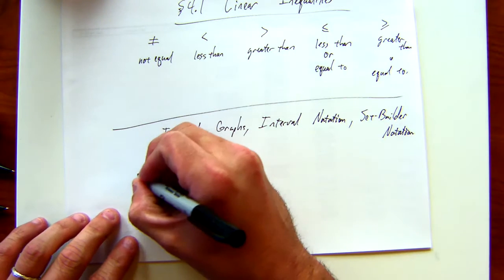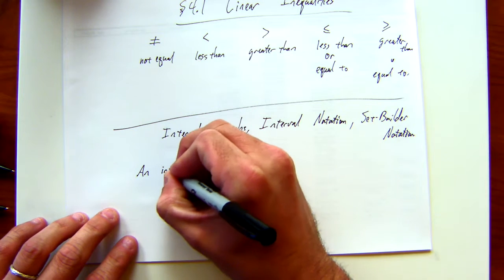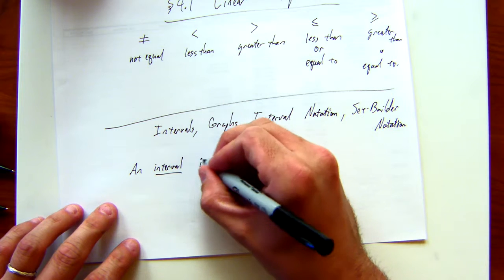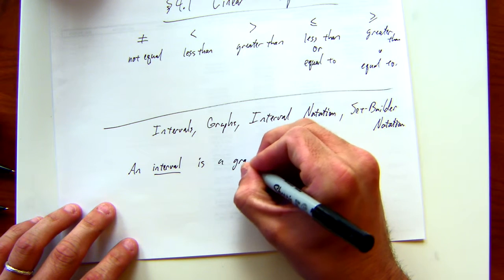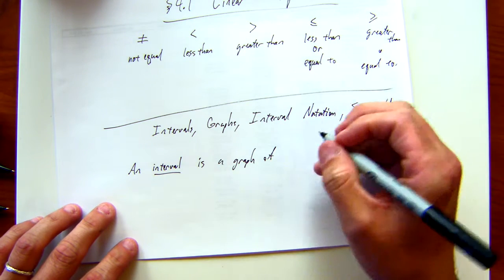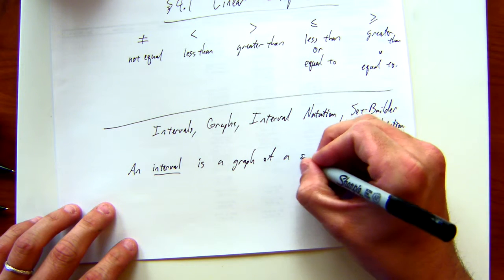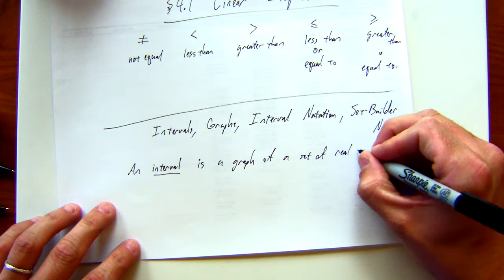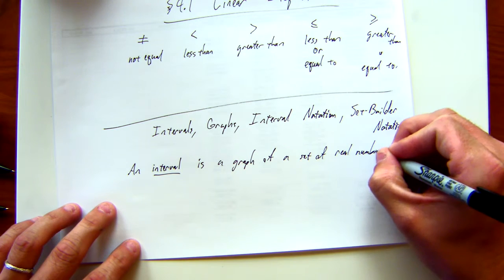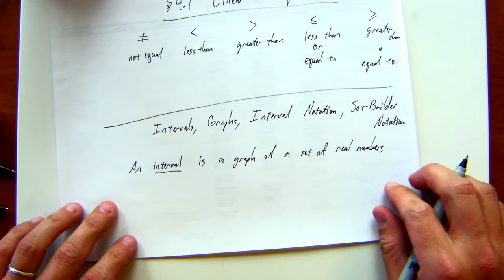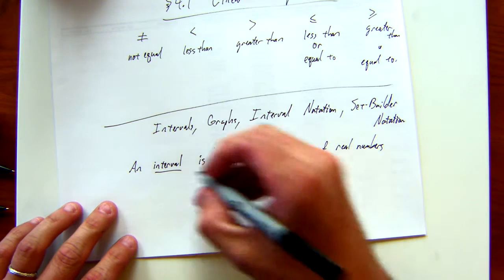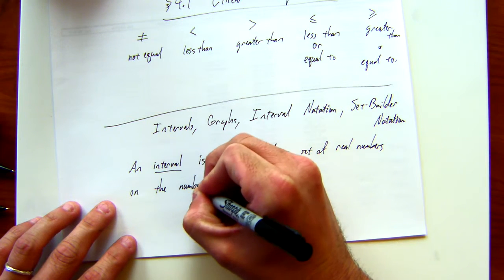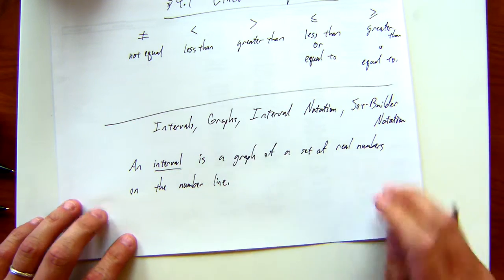But first we'll just talk about a definition. An interval is a graph of a set of real numbers. Okay, we're talking about real numbers now, not points. So if we're just talking about numbers, we're going to be talking about on the number line. Okay?